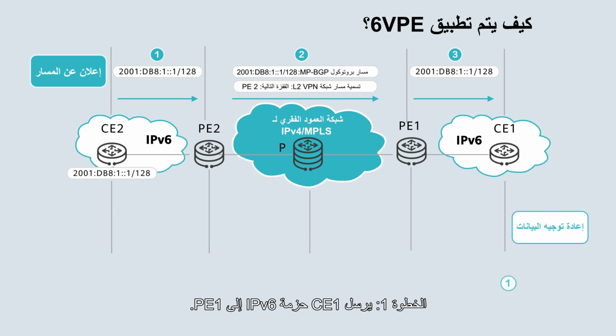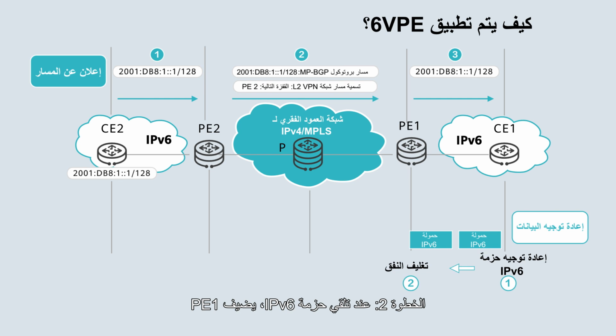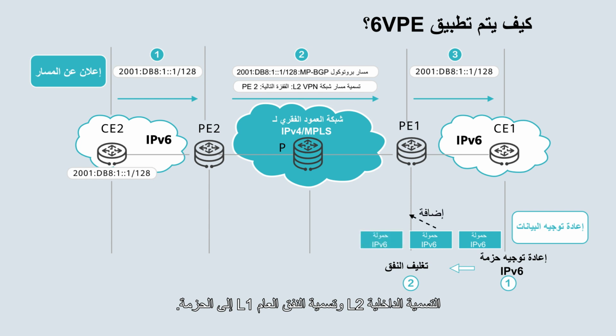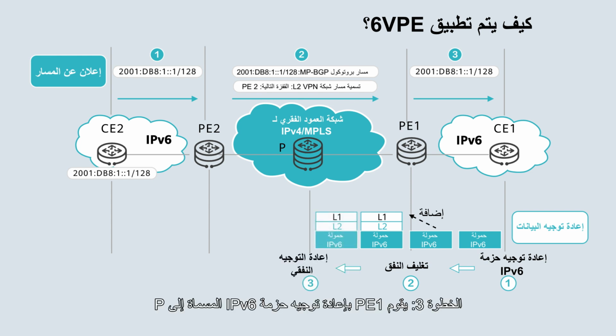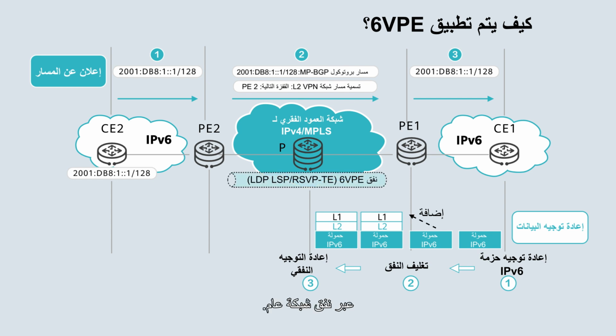Step 1. CE2 sends an IPv6 packet to PE1. Step 2. Upon the receipt of the IPv6 packet, PE1 adds the inner label L2 and public tunnel label 1 to the packet. PE1 determines the inner label based on the IPv6 VRF and the public tunnel label based on IPv4 address information. Step 3. PE1 forwards the labeled IPv6 packet to P through a public network tunnel.